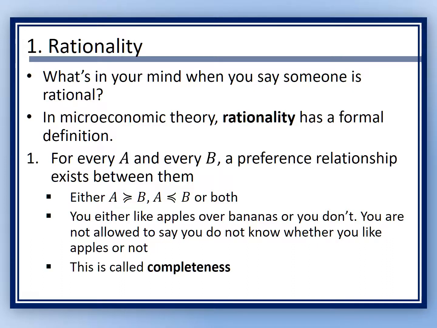This is called completeness in economics because you have a complete relationship between all objects in concern. Right? So if I randomly pick two things, you should be able to tell me which one you like. Right? That's one.